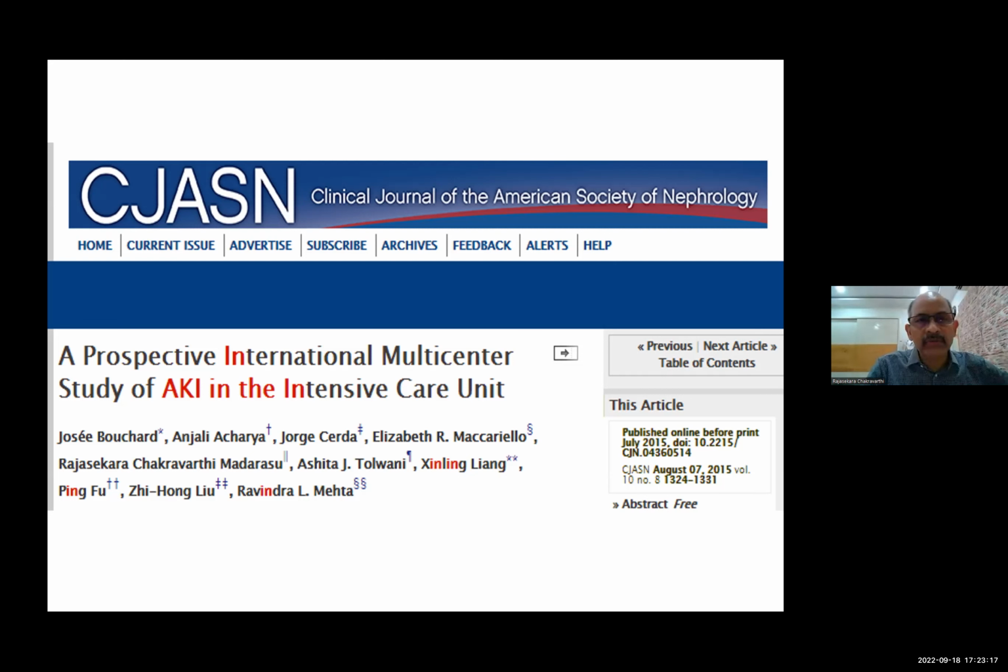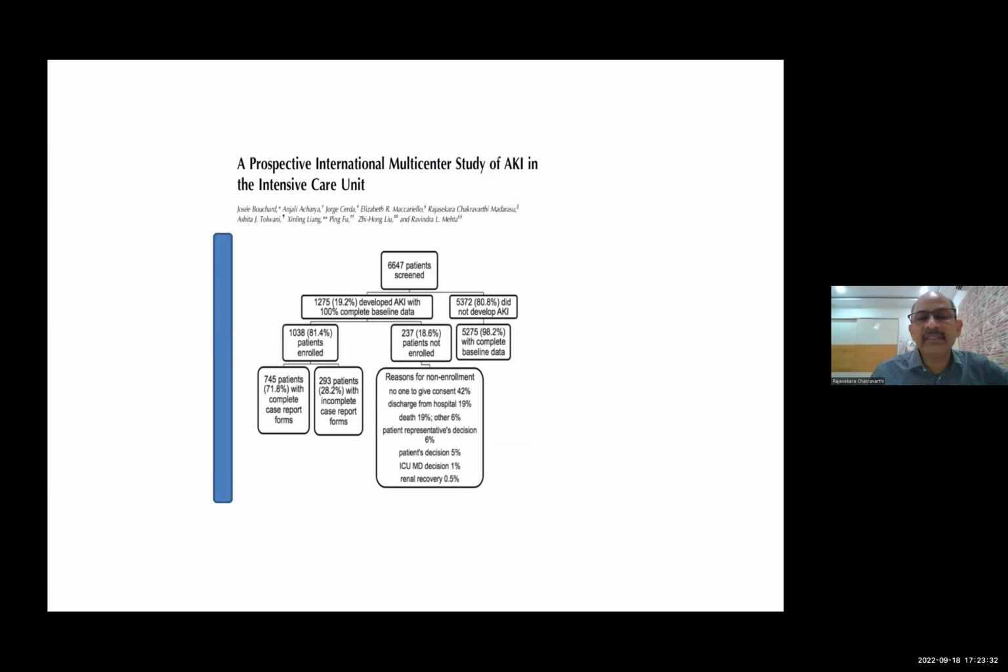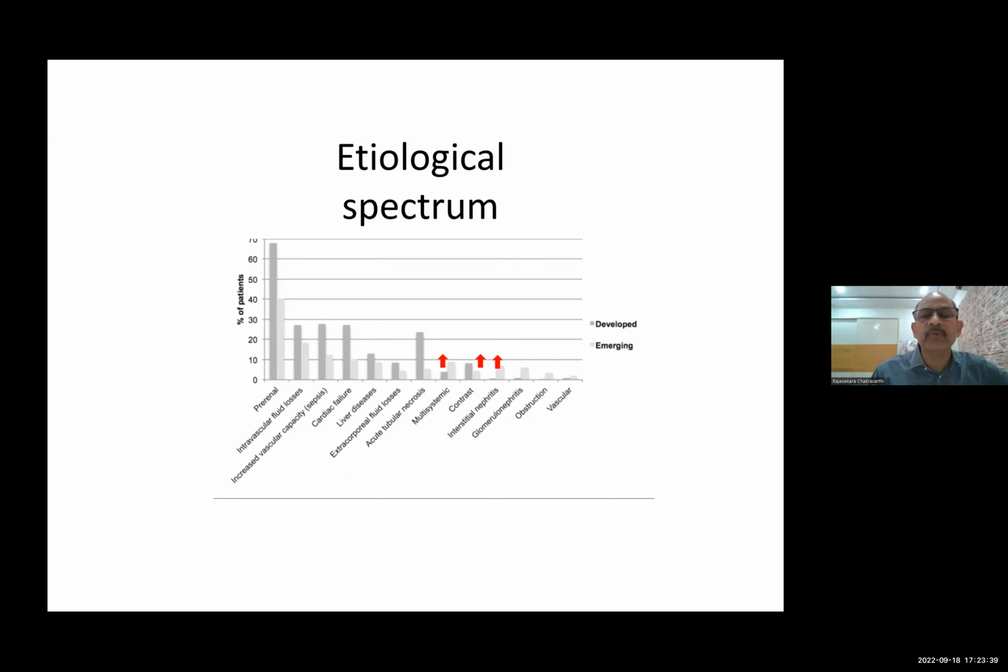I am now taking you through a paper, which is from AKIN. We were one of the units contributing to this data. The prospective international multicenter study of AKI in ICU: 6,647 patients were screened and 1,038 were enrolled. I want to take you to the differences between the emerging and the developed world. We had a lot more interstitial nephritis, a lot more glomerulonephritis, and also contrast-induced AKI compared to the developed world.